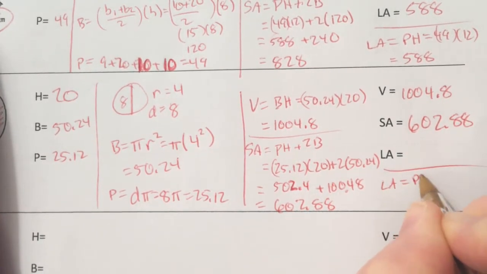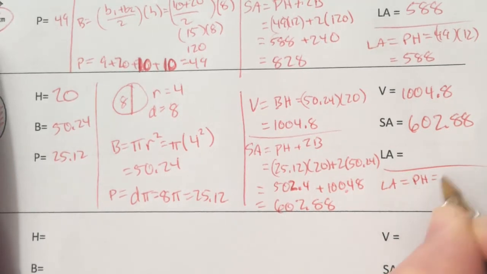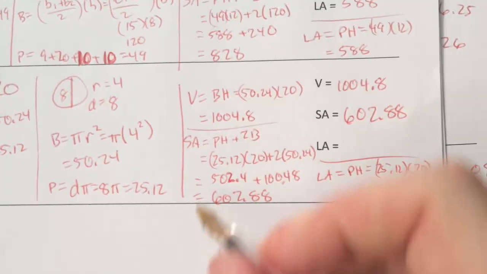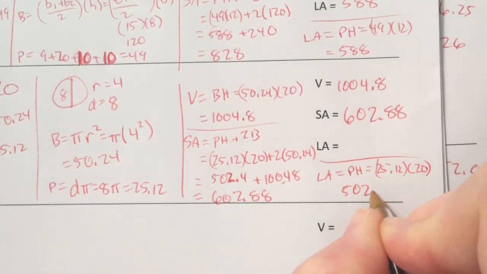LA is just P times H, which is what we did earlier. 25.12 times 20, and we got 502.4.